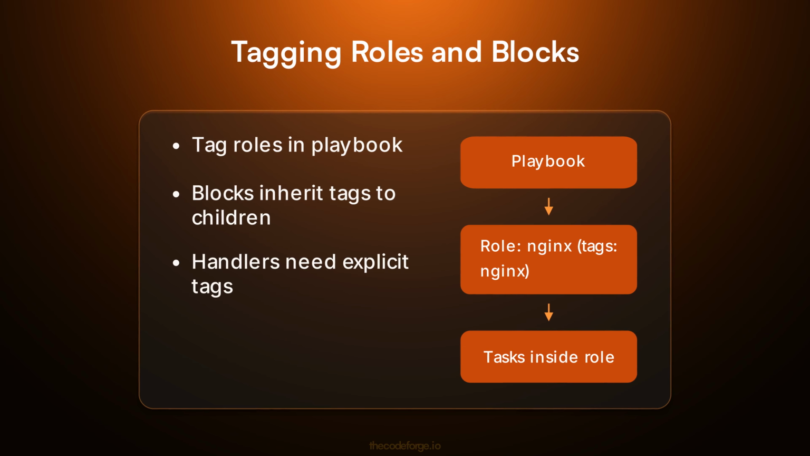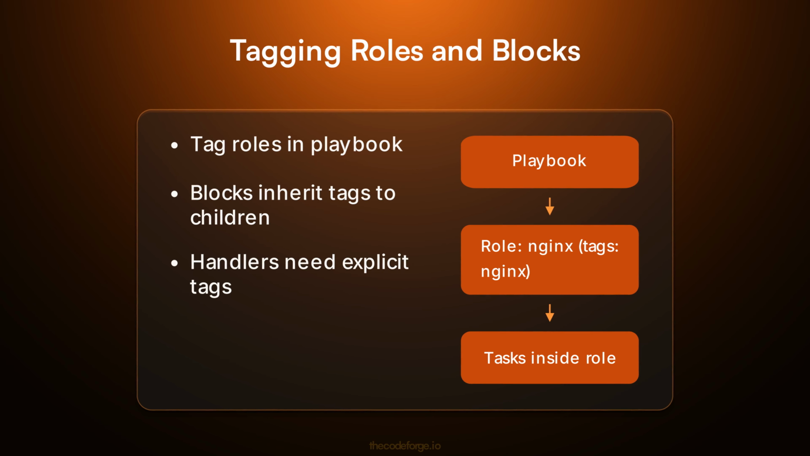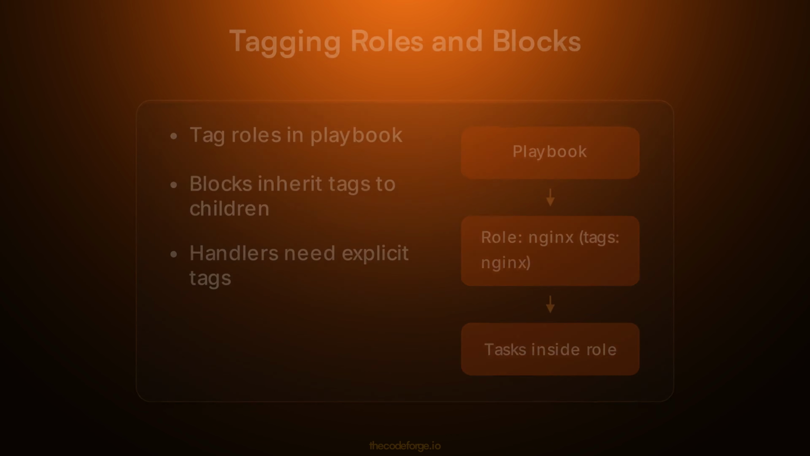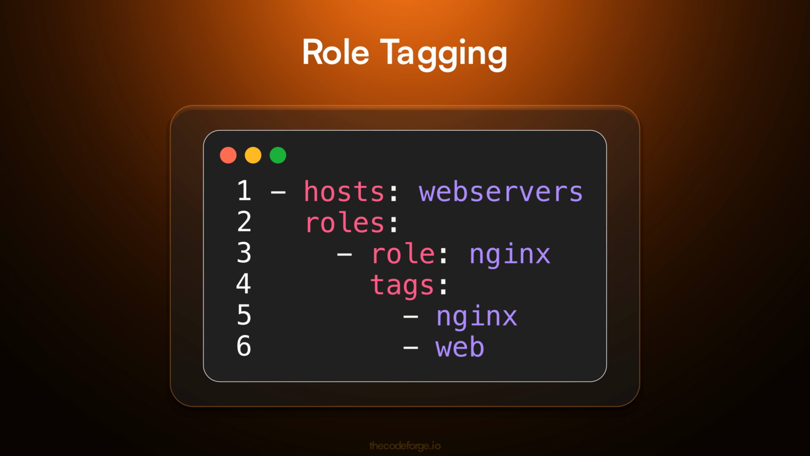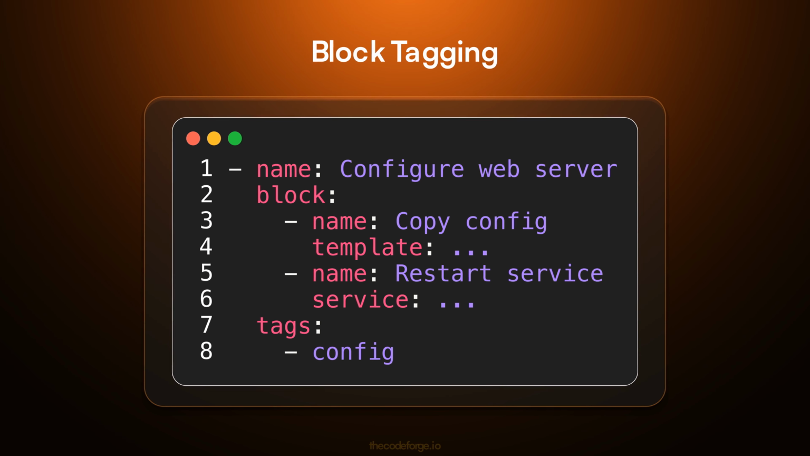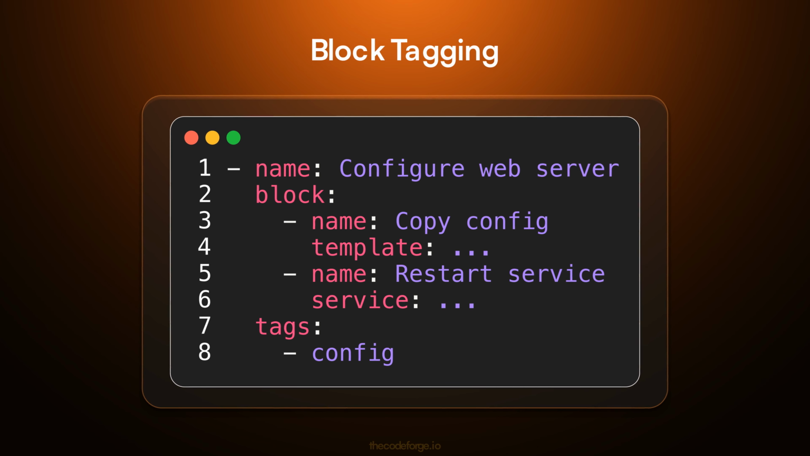You can tag roles directly in the playbook. Blocks also propagate tags to all tasks inside them. But remember, handlers do not inherit tags, they must be tagged separately. Here we tag the Nginx role with nginx and web. All tasks inside the role will inherit these tags. This block has a config tag, which applies to both tasks inside. But if you need precise control, tag individual tasks.